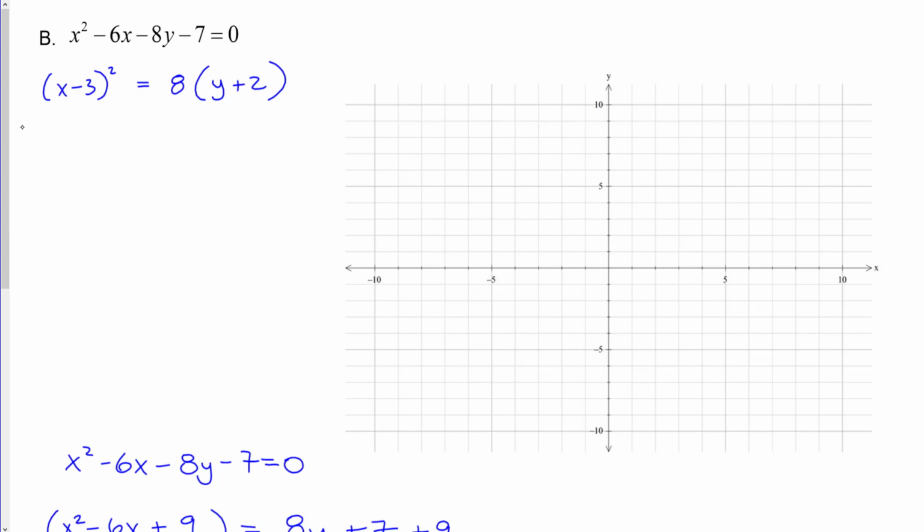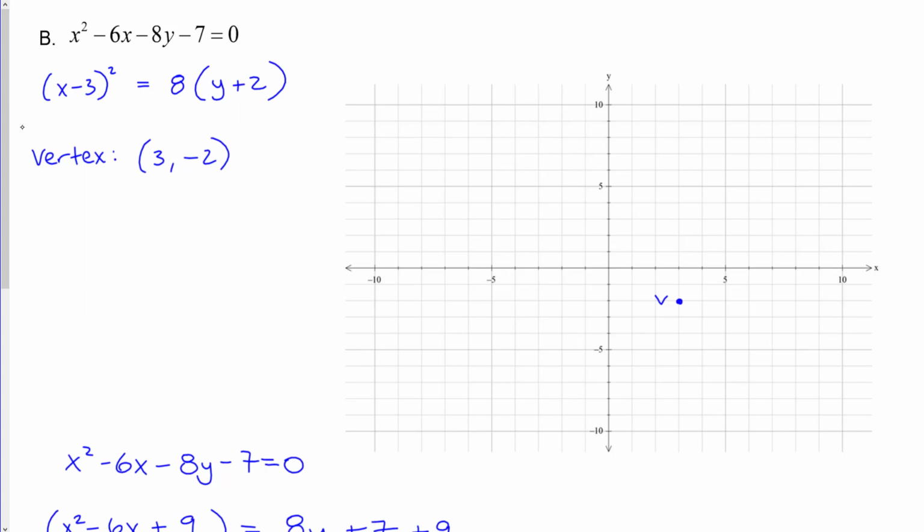All right, so this is going to be a parabola that's either opening up or down, because the y variable is the one that is linear, and that makes it so that you open up or down. In fact, it's going to open upward because the number 8 is a positive number. So let's start identifying and drawing the graph. The vertex is going to be at (3, −2). So 3 on the x, −2 on the y. So there's my vertex.